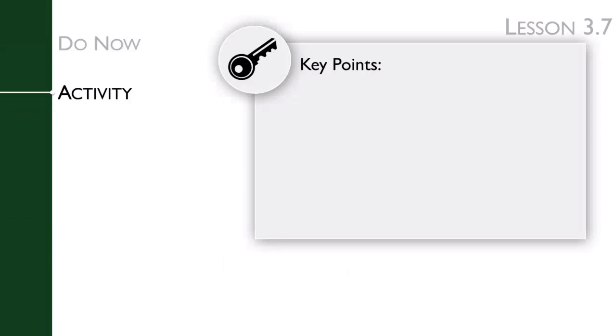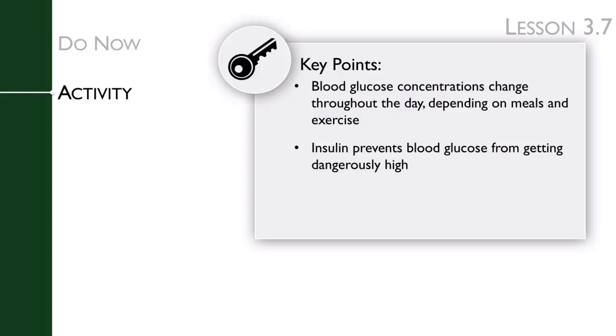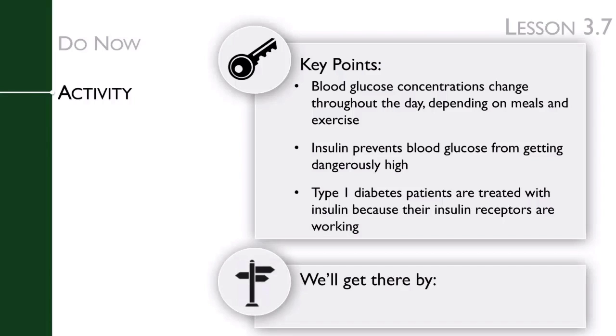The key points of the lesson's activity are that blood glucose concentrations change throughout the day depending on meals and exercise. Insulin prevents blood glucose from getting dangerously high, and type 1 diabetes patients are treated with insulin because their insulin receptors are working. We'll get there by having students complete a lab in 2 parts.